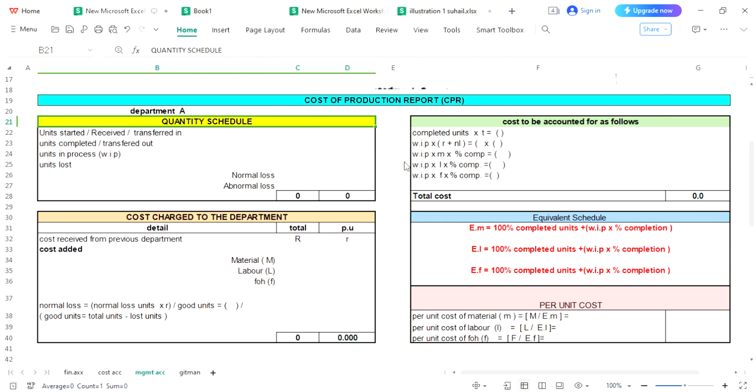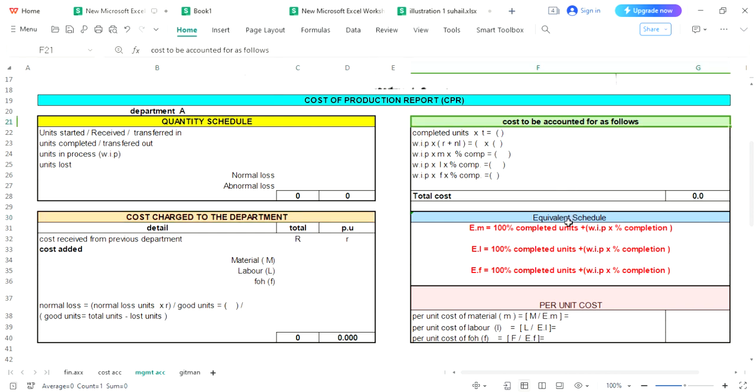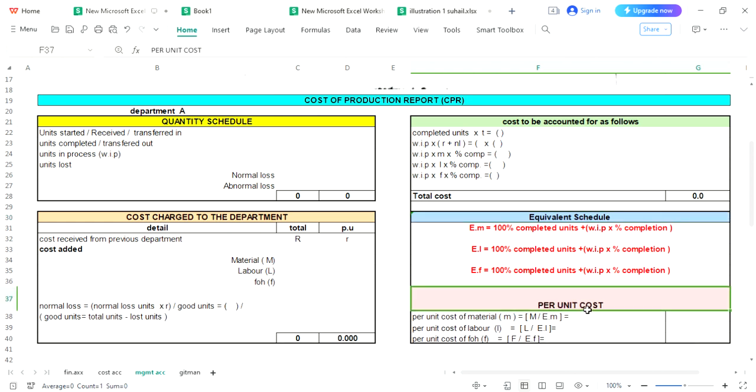Secondly, you can see it's the cost charged to the department, where you will put different costs of material, labor, and FH. And on the right side you have three parts: department costs to be accounted for, the equivalent schedule, and then you calculate your per unit cost. So these are three parts on the right page and two on the left page, and as I was saying, these are the two factors which are very important.